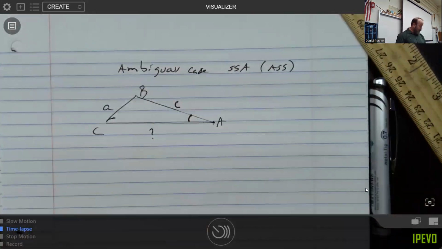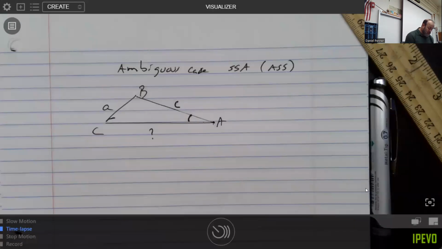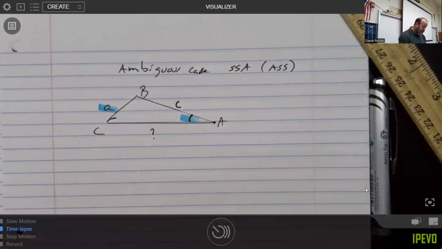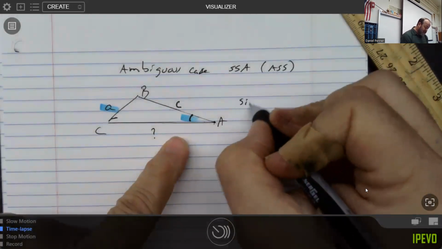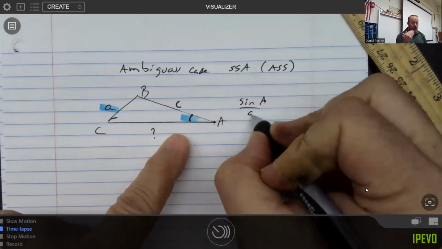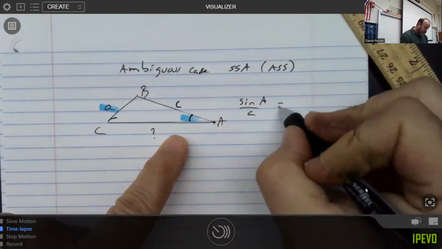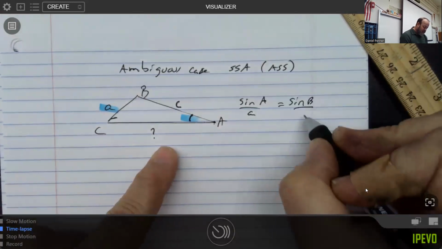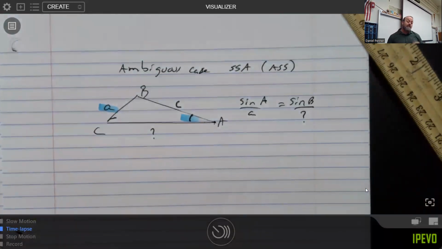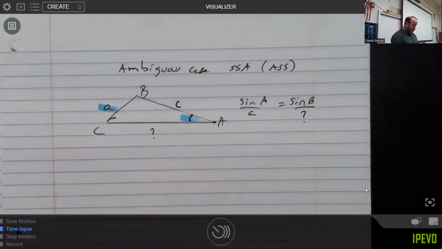Now, in the previous video, what I tried to stress is what you have to have in these problems is a side and an angle that are across from it. So in this case, I would completely be able to say that the sine of angle A, which I know, divided by a, that again I know, would be the sine of B that I again know, all divided by the only thing that I don't know, which is that one. That mathematically means I have the ability to go and solve that problem.